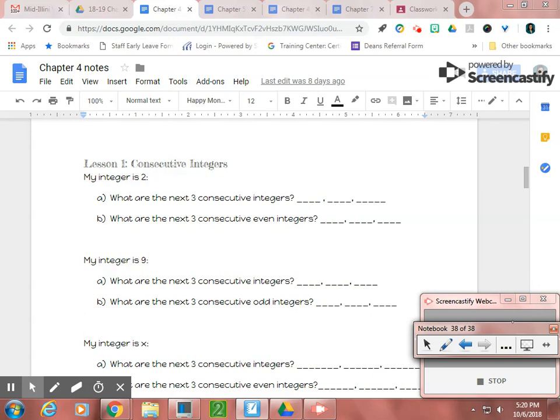So that's just saying what comes after 2. Well, 3, then 4, then 5. Not hard. What are the next 3 consecutive even integers? So if you're at 2, your next even would be 4, then 6, then 8.